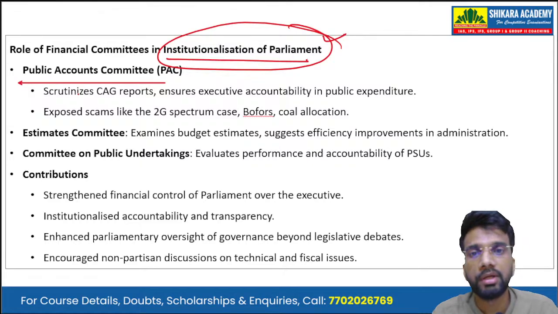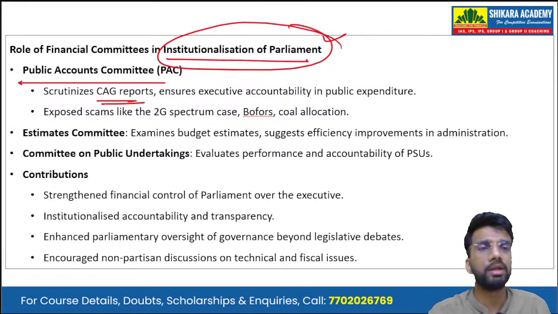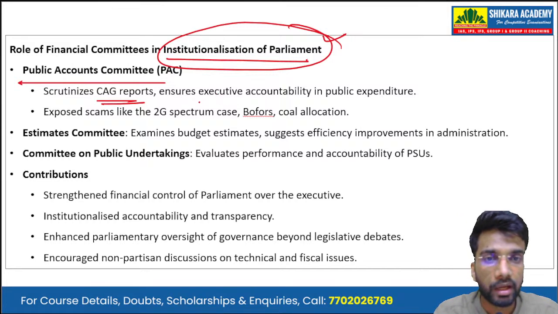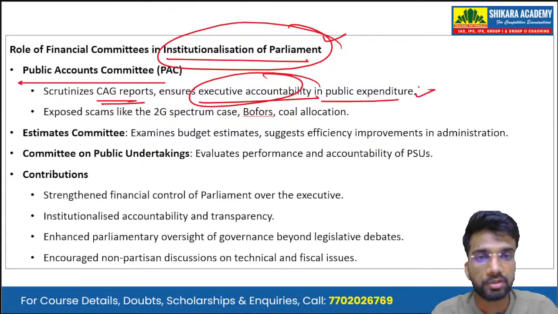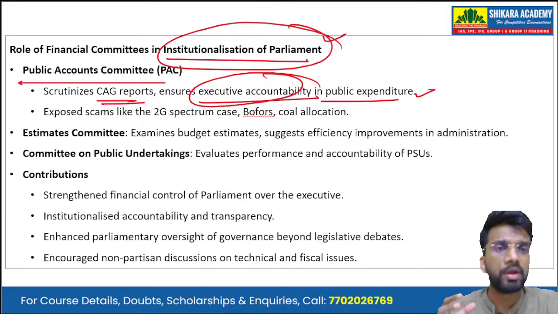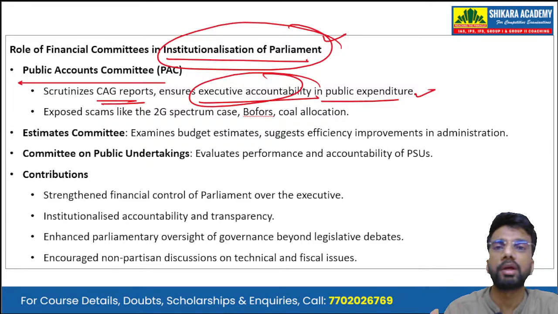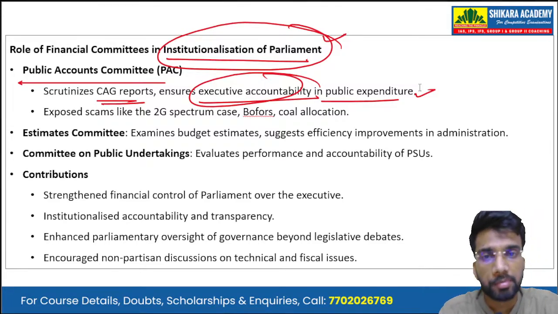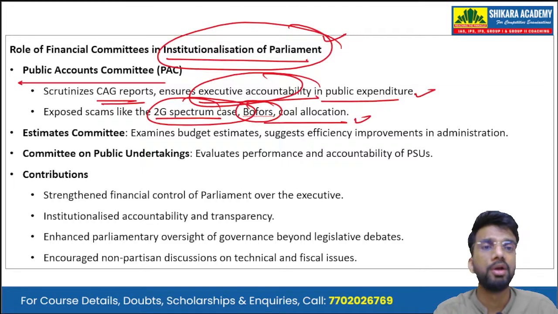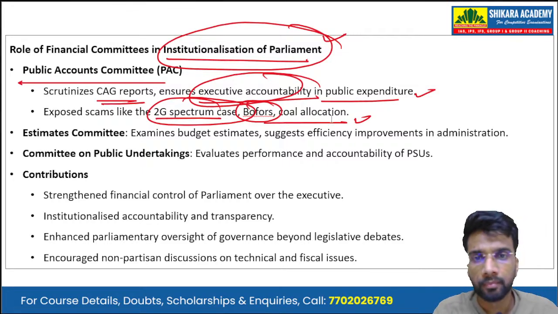So we have the Public Account Committee, which scrutinizes the CAG report, that is the report that is placed on the floor of Parliament by the Comptroller and Auditor General of India, and it ensures executive accountability in public expenditure. Okay, so the Public Account Committee ensures the accountability of the executive, that is the Prime Minister and the Council of Ministers, in public expenditure. And this Public Accounts Committee, in the past, has exposed scams in India like the 2G spectrum case, the Bofors scandal, as well as the coal allocation scam.